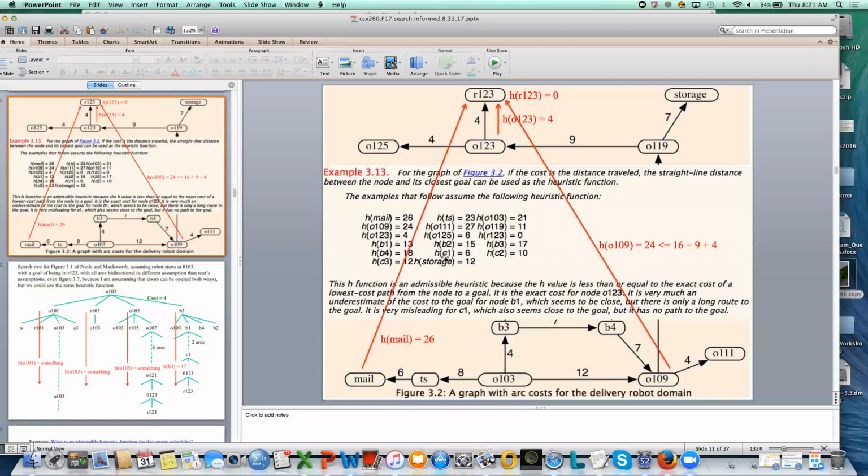And in this case, these various numbers here appear somewhat arbitrary, but they say that the heuristic distance from the mailroom to our goal is 26. And based on the other actual values here of the arcs, that seems fairly reasonable. I'm assuming that the authors sort of measured this to see that 26 was a reasonable number. The straight line distance from O109 to the goal is given as 24. The straight line distance from O123 to actually being in the room is 4, which happens to be the actual value there.